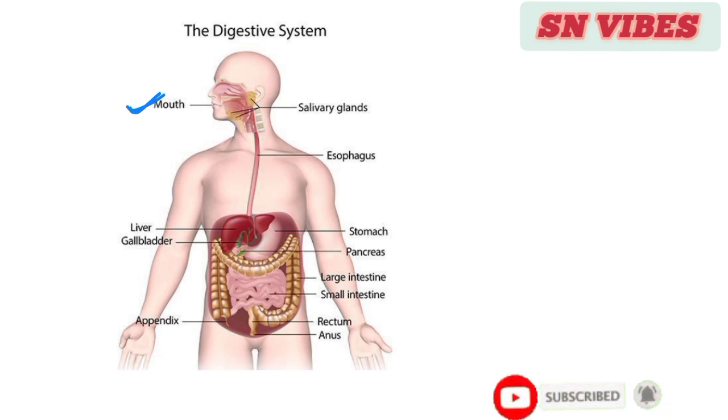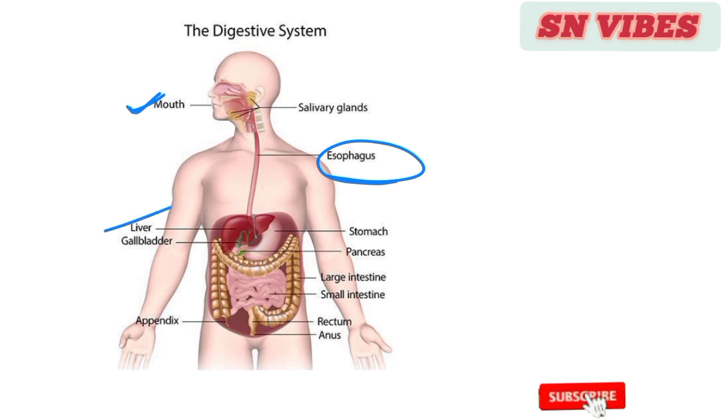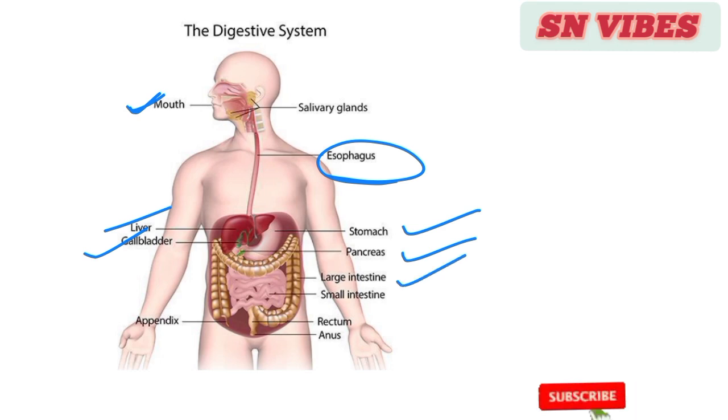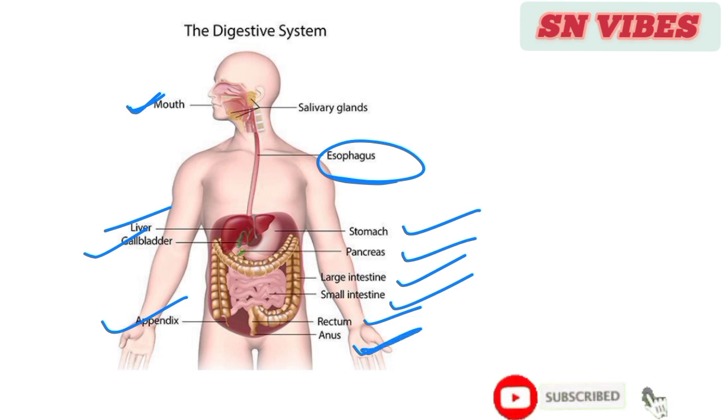Later, after the mouth, there is another part called the esophagus, as I told you already. And the next are the liver, gallbladder, stomach, pancreas, large intestine, small intestine, appendix, rectum, and the last part, that is the anus.